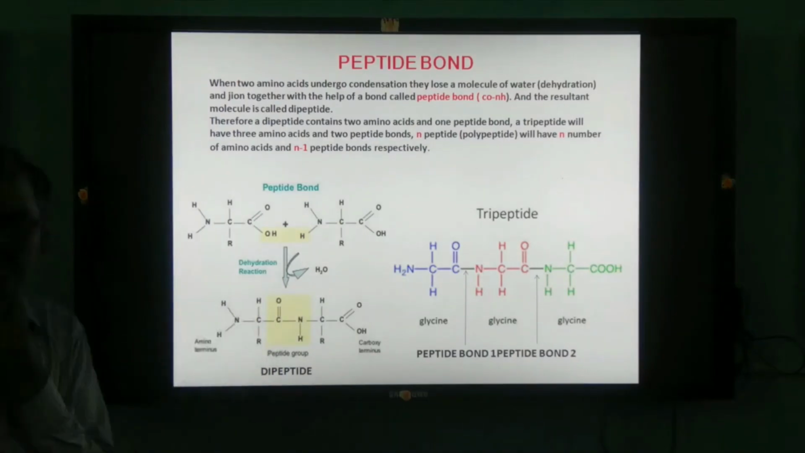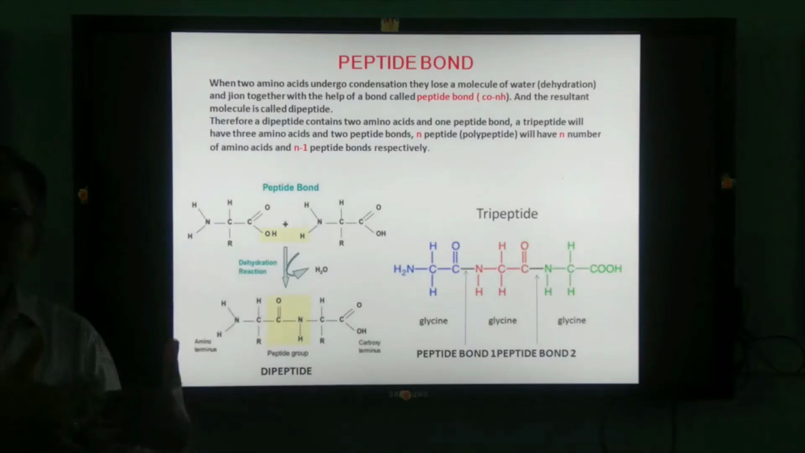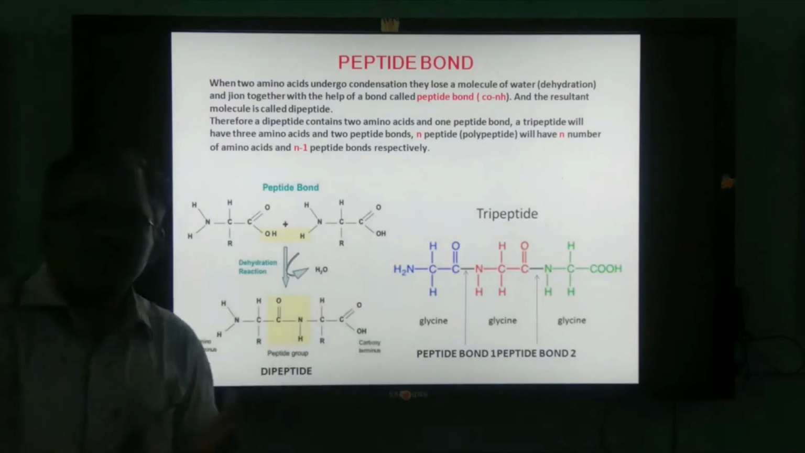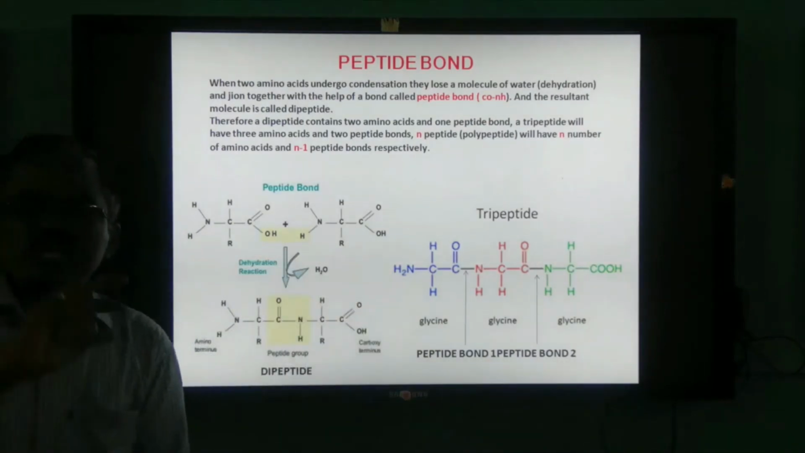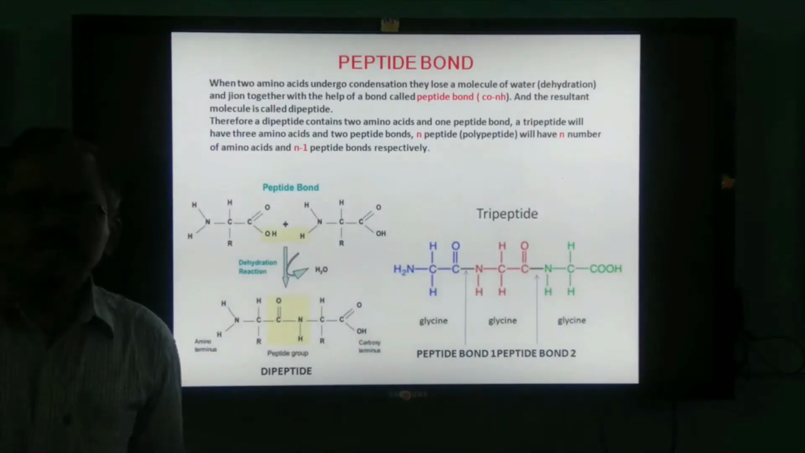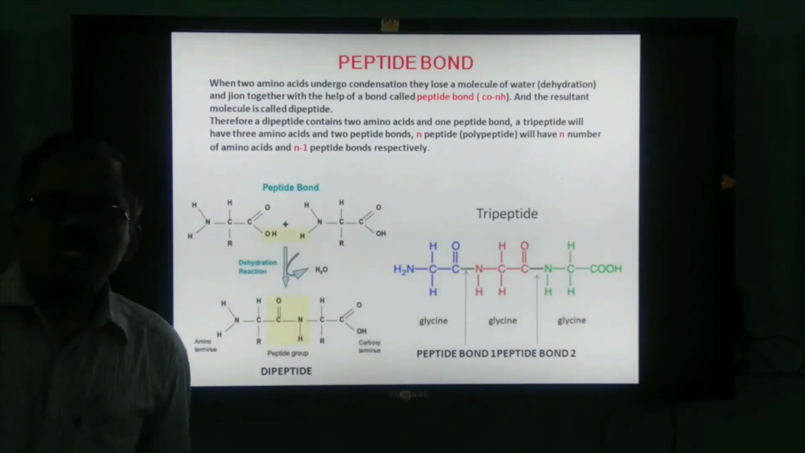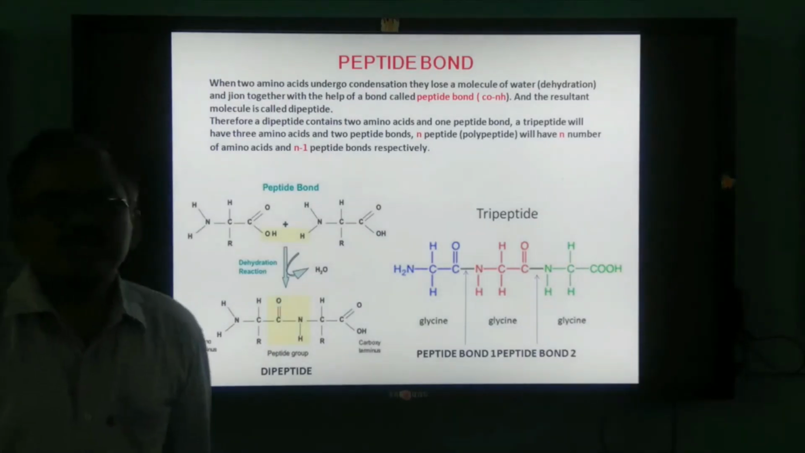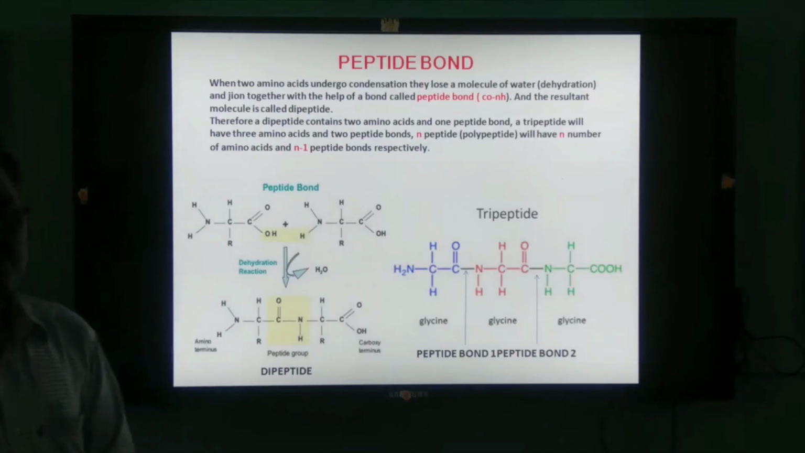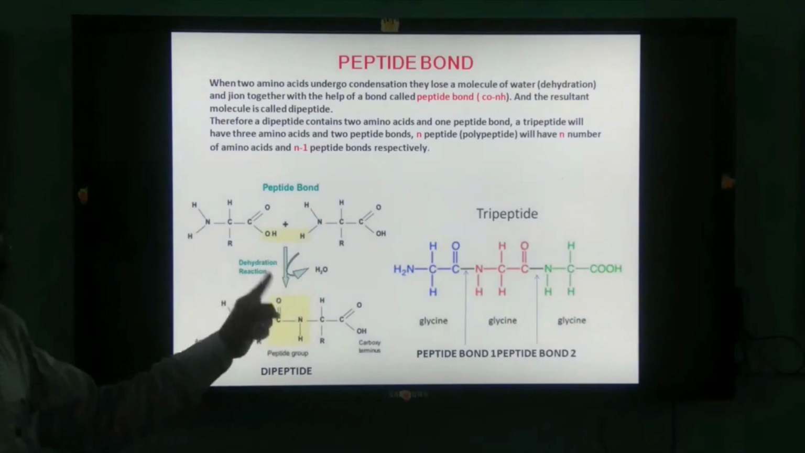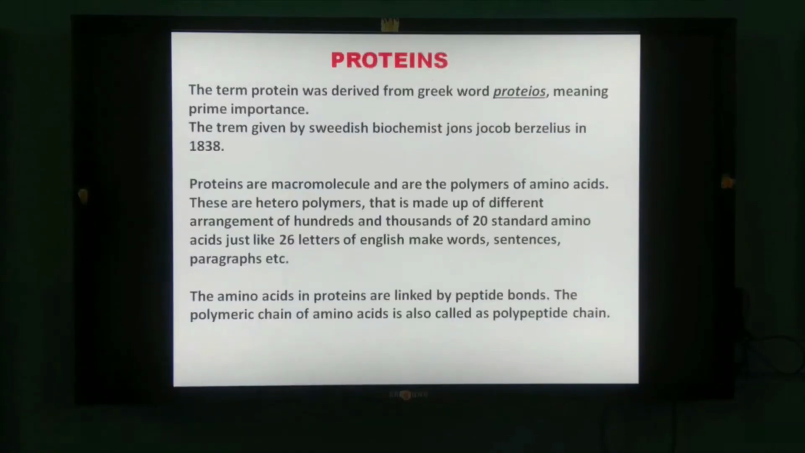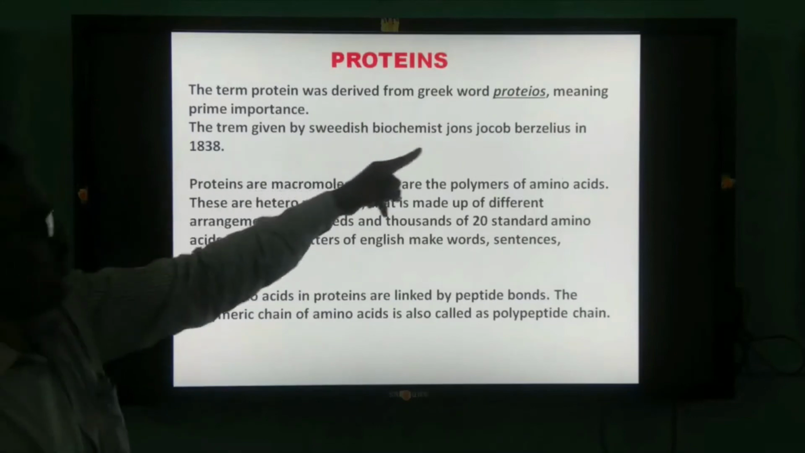So when two amino acids join together, it results in one peptide bond. When three amino acids join together, we get two peptide bonds. That is called a tripeptide. If you increase like that, it becomes a tetrapeptide, and so on, up to a polypeptide. That polypeptide is nothing but the protein. Understand? So peptide, dipeptide, tripeptide, and polypeptide is the protein. Proteins are derived from the Greek word proteios, meaning prime importance.